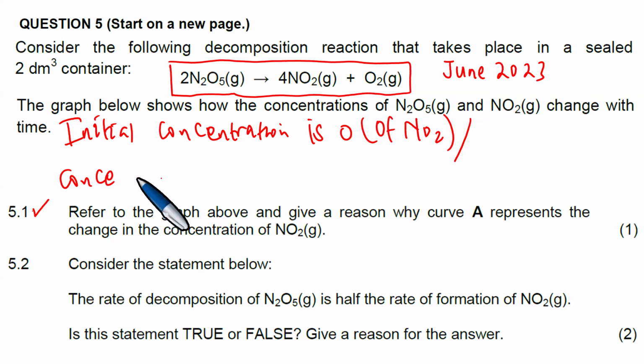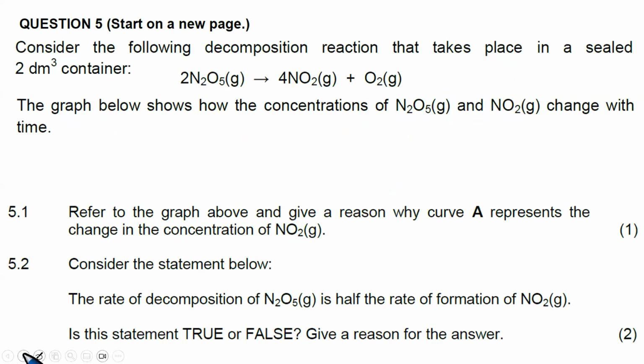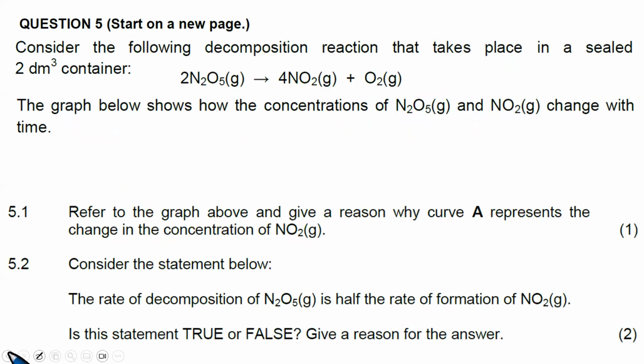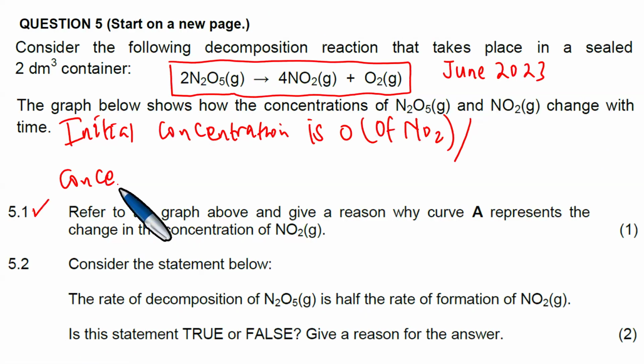Right, June 2023. So now we're looking at the fact that the initial concentration is 0. Okay, we can see that indeed the initial concentration here is 0 for curve A, and that is indicative of the fact that obviously we did not have anything of this substance, and it is the NO2 that it did not have. It is one of the products there, and that is the reason. So the way you would answer that question in the exam would be that the initial concentration is 0 of NO2.